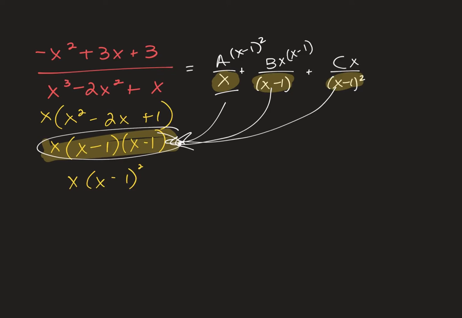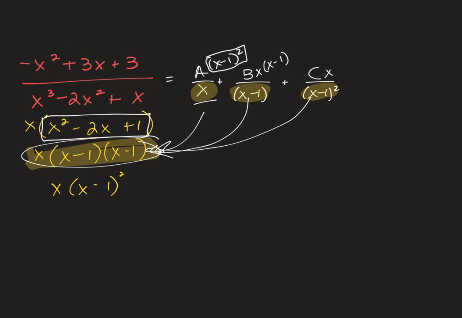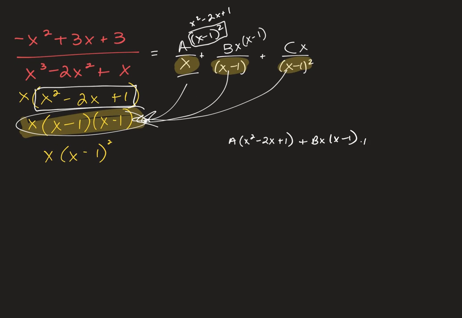All right, so now I multiply that all out. This x minus 1 squared, we already know is this. So save yourself the trouble of re-FOILing that back out. So this is x squared minus 2x plus 1. So that's a times x squared minus 2x plus 1 plus bx times x minus 1. I'm going to eventually distribute that, but I'll just wait another step. Plus cx, and that equals my numerator over here, negative x squared plus 3x plus 3.